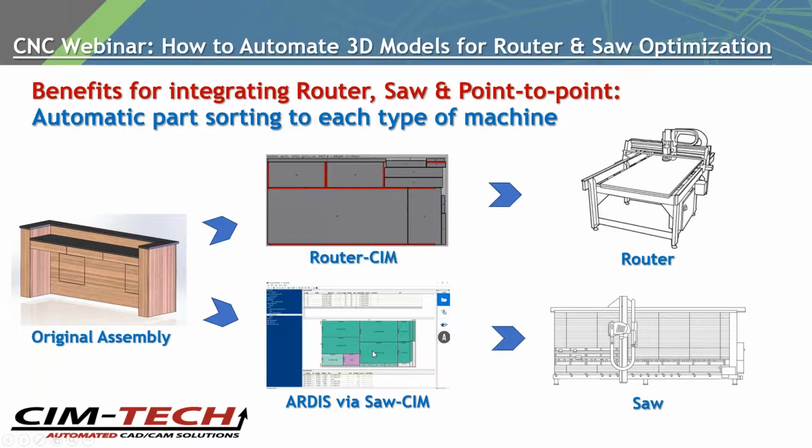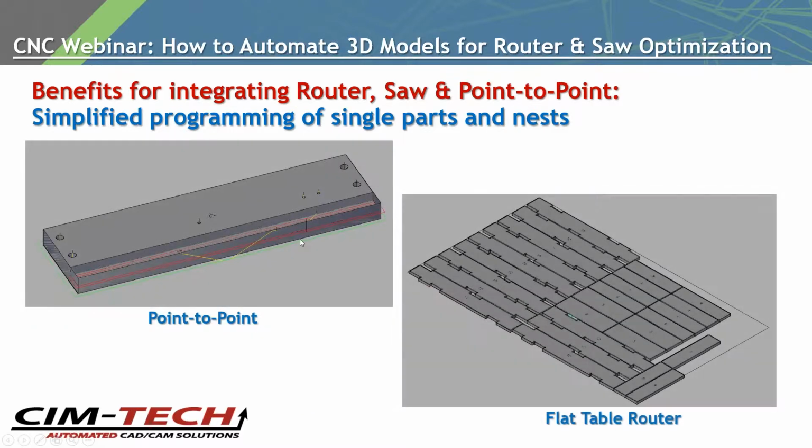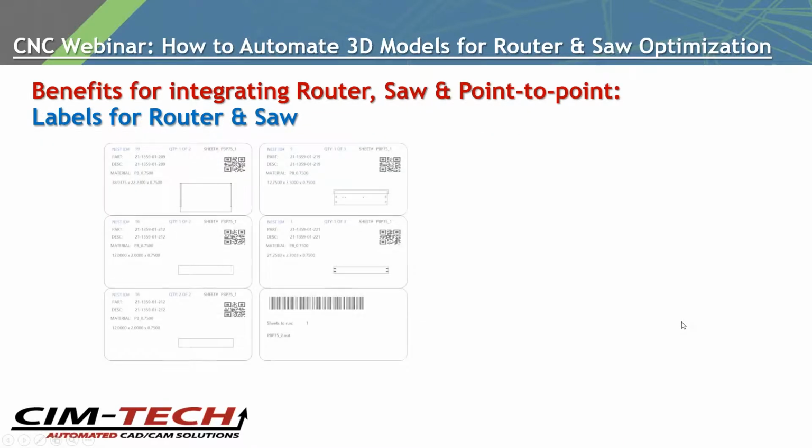And we've made it so it's just one click to get to these Artis files. So we're going to discuss how we have this new partnership and a link with the Artis program, very powerful saw optimization. And of course, RouterSim has its own router optimization and can make programs for single parts on a point-to-point machine as well. So single parts would be for point-to-point, and then for the flat table router, we've got all different types of nesting, including advanced nesting features like common line and stay down and 2-sided nesting, things like that, cart control. These are just some of the features available for how we can simplify their programs.